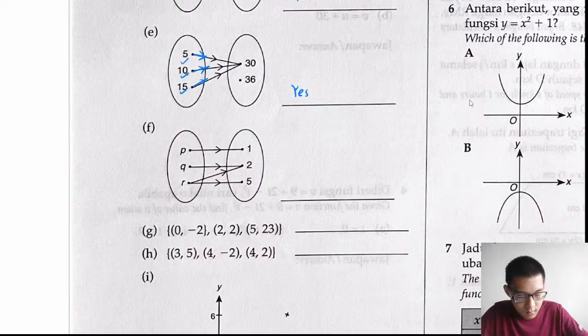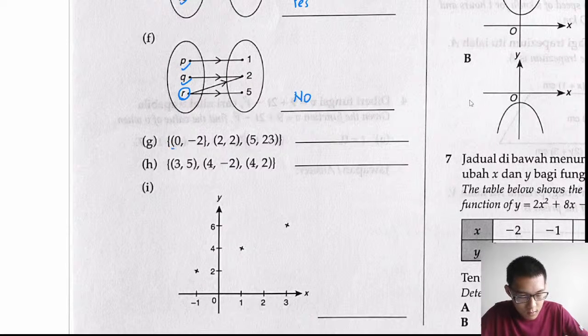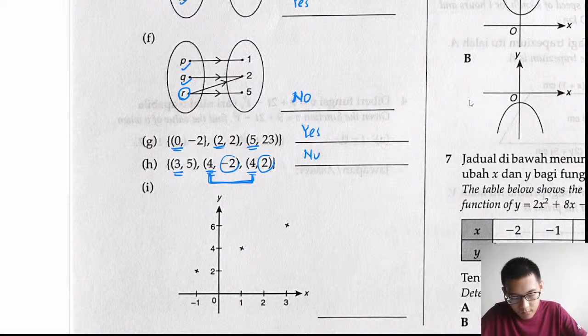This one has one image for one object, but this one has two images already, so this one is no. Let's say this question: 0 to negative 2, 2 to 2, 5 to 23, all different objects connected with only one image, so this is yes. Then 3 to 4 and 4 to 2, 4: one object connects with two images, so this is no.